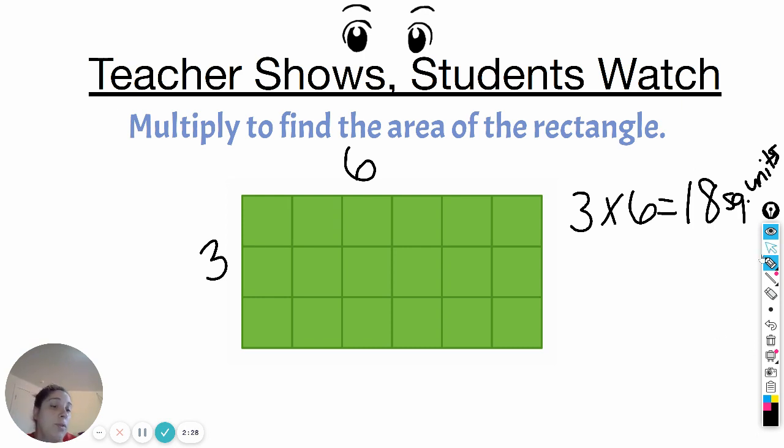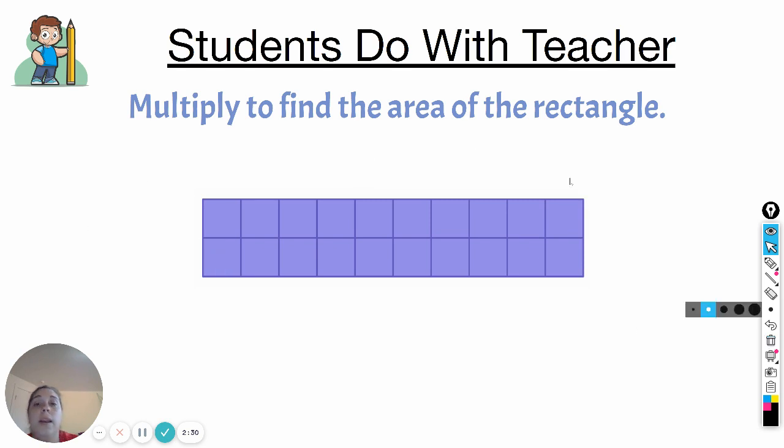Okay, let's go ahead and have you try one with me. Now we have another rectangle here, and we need to multiply to find the area of the rectangle. So first, I want you to count how many units tall it is, or how many rows it is, and then how many columns there are, or how many units long it is. I'm going to give you just a moment to draw that rectangle on your whiteboard and label the side lengths.